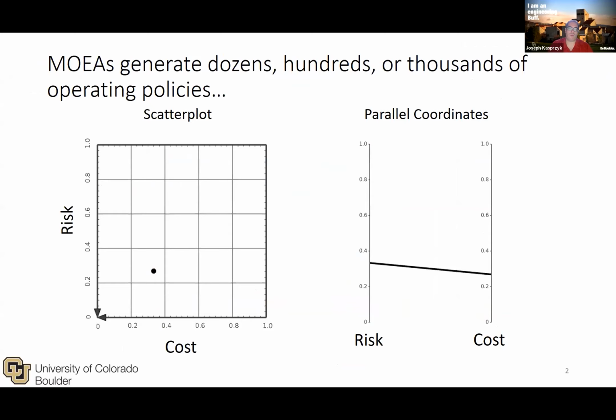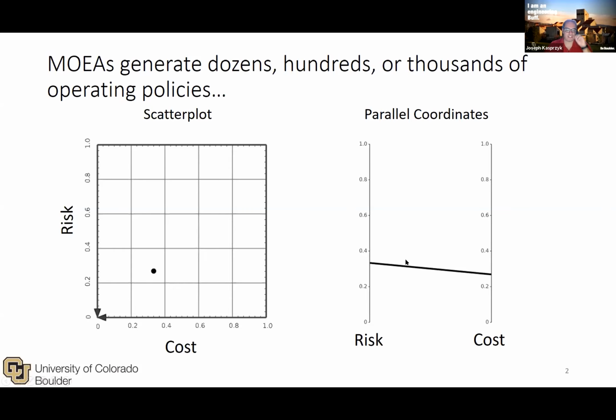Multi-objective evolutionary algorithms end up giving you dozens or even hundreds or thousands of different policies from which to choose. If you take a look at a two-dimensional example, on the left, you have a scatter plot of the points. So you have moderate cost and moderate risk, for example. One of the challenges with scatter plots is that they're limited in the number of dimensions that they can show. So how do you scale up to multiple dimensions? Well, you see the parallel coordinate plot, which has gained prominence over the last several years, shown on the right. And so this point is equivalent to the line.